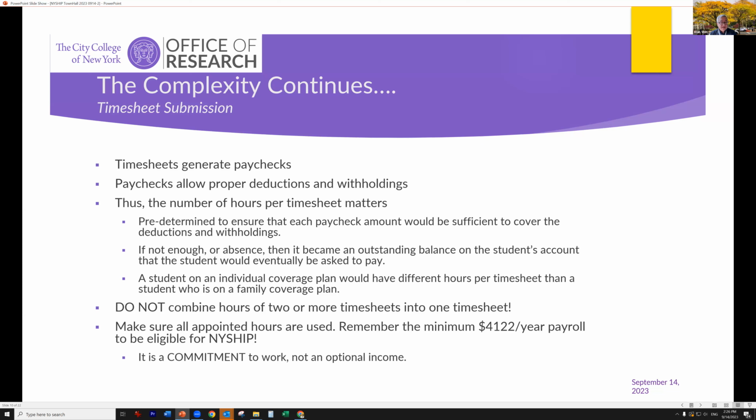4 hours become 8 hours on one timesheet. We don't want them to do that. We want them to submit 4 hours plus 4 hours.